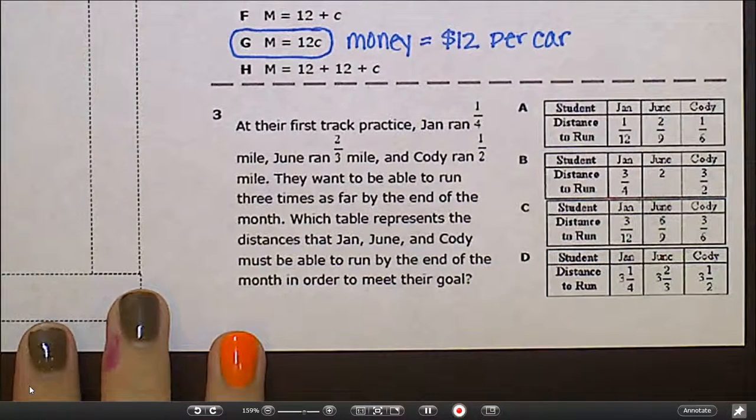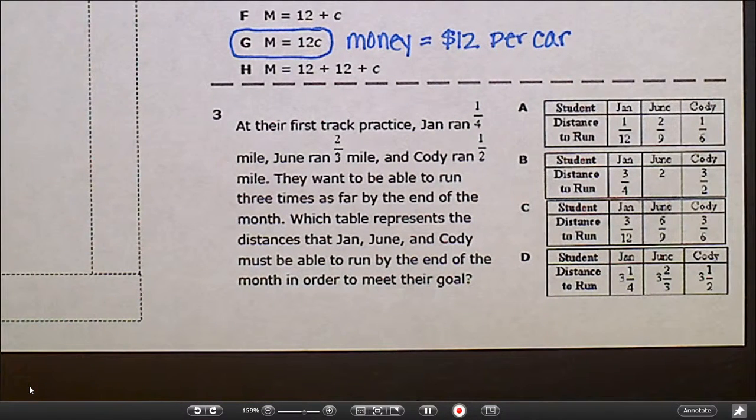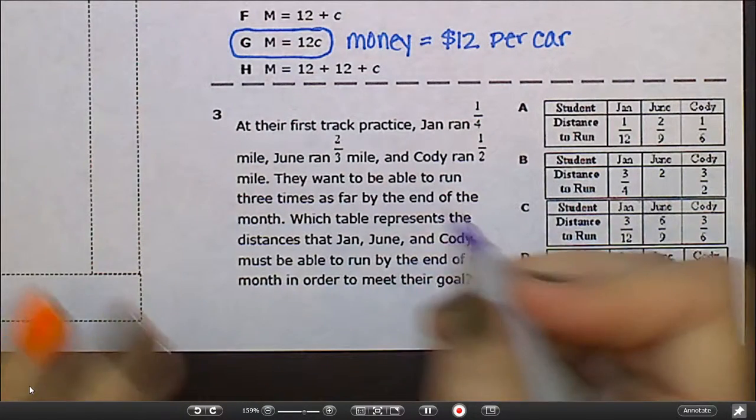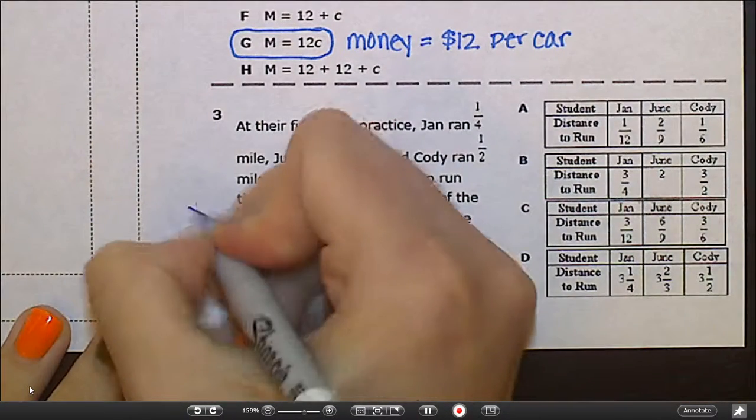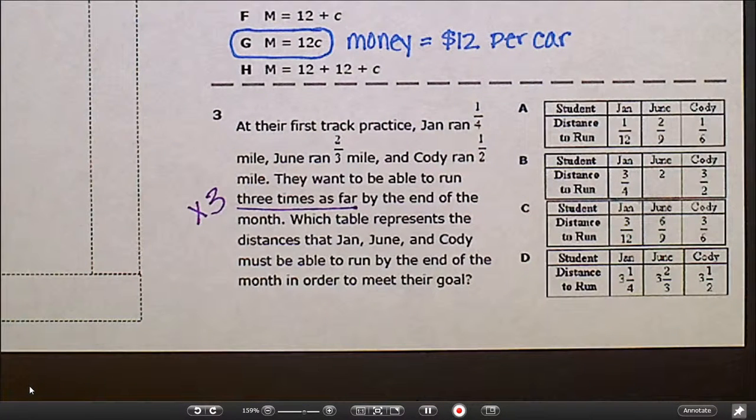Let's look at number 3. I'm not going to do this whole question with you, but I do want to start it off. It says, at their first track practice, Jan ran 1/4 of a mile, June ran 2/3 of a mile, and Cody ran 1/2 of a mile. They want to be able to run 3 times as far by the end of the month. So 3 times as far means I'm going to multiply all of these fractions by 3. Which table represents the distances that Jan, June, and Cody must be able to run by the end of the month in order to meet their goal?